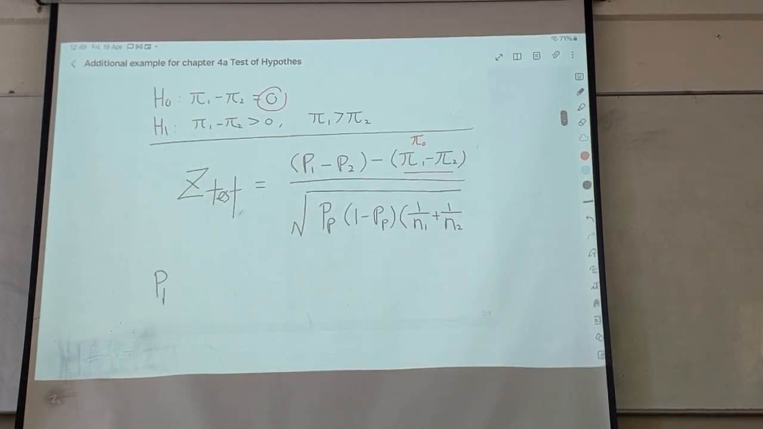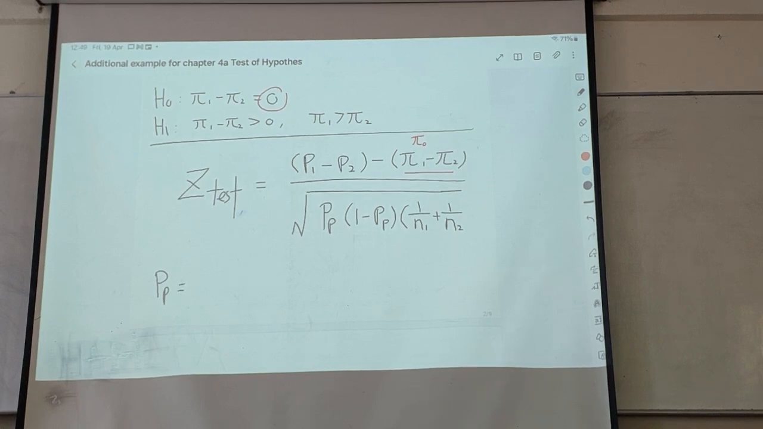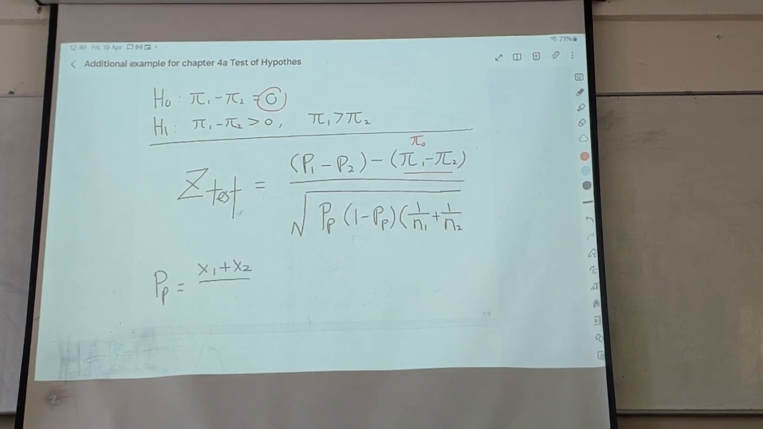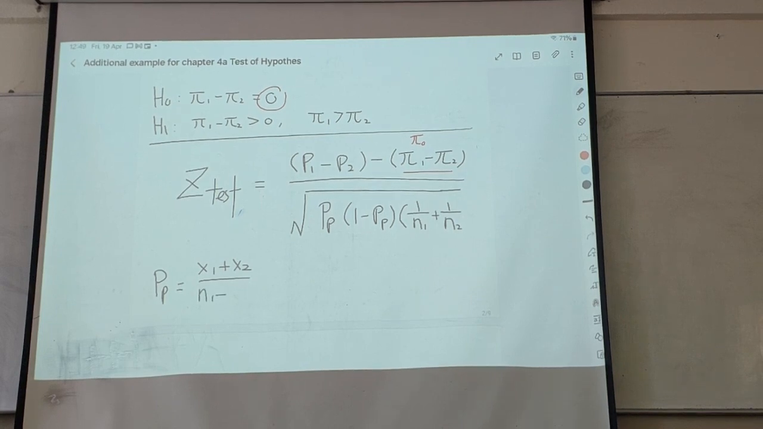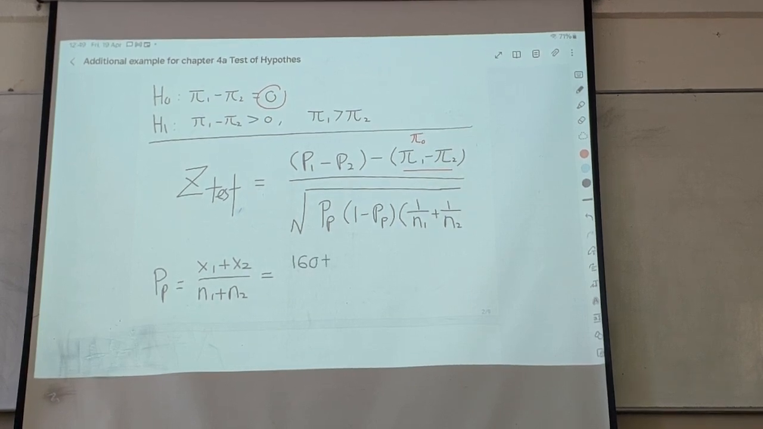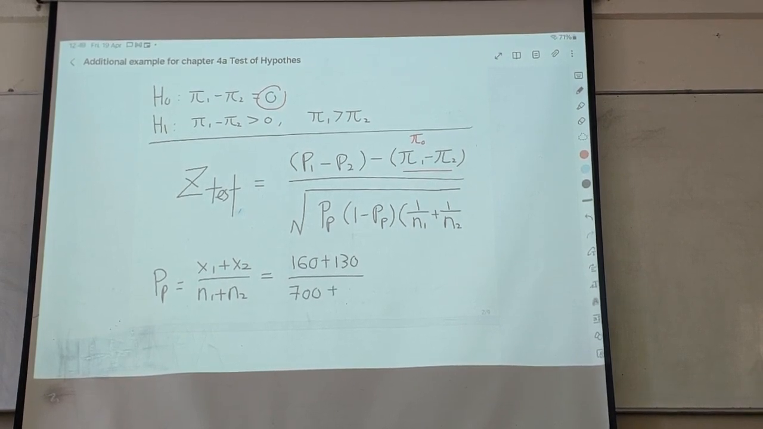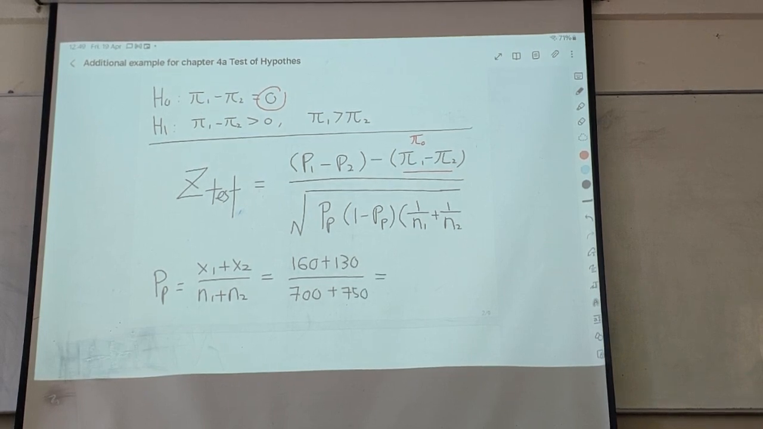Okay, what is pp? The formula is x1 plus x2 divided by n1 plus n2. Okay, so this is 160 plus 130 divided by 700 plus 750. So you get this as 0.2.